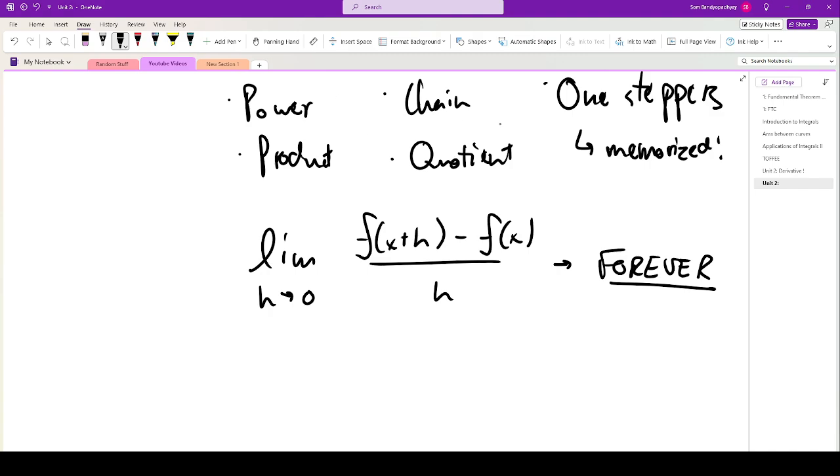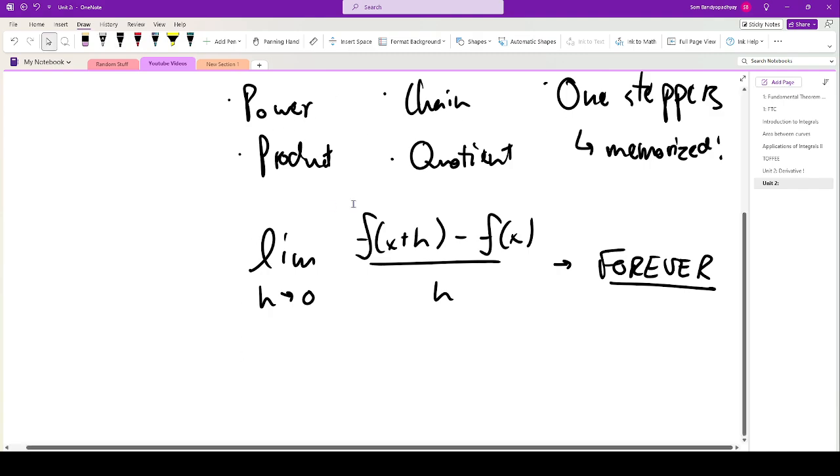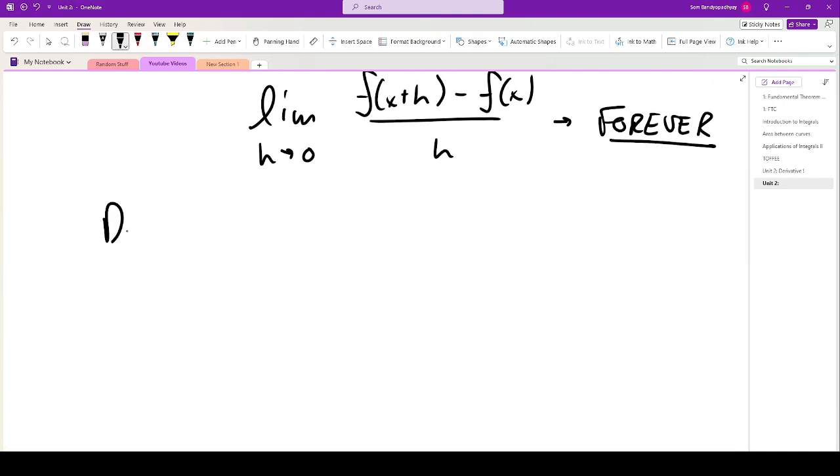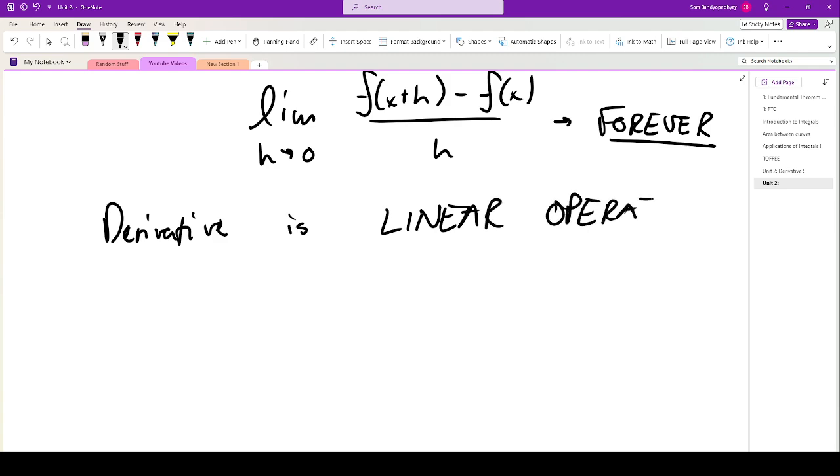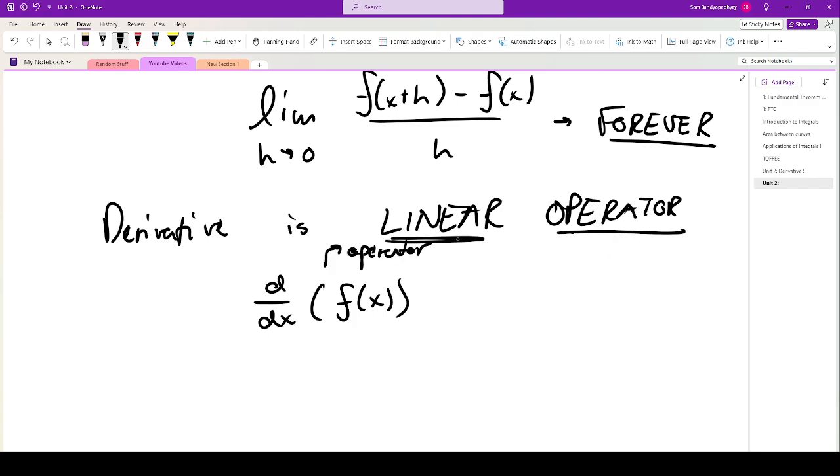Before we even begin talking about the rules, the first thing we need to talk about is the fact that the derivative is what is known as a linear operator. So what does that mean? Well, I'll show you. The derivative is a process that you apply to functions, so you can think of it as a function of functions. This is what we call an operator. So that's this piece.